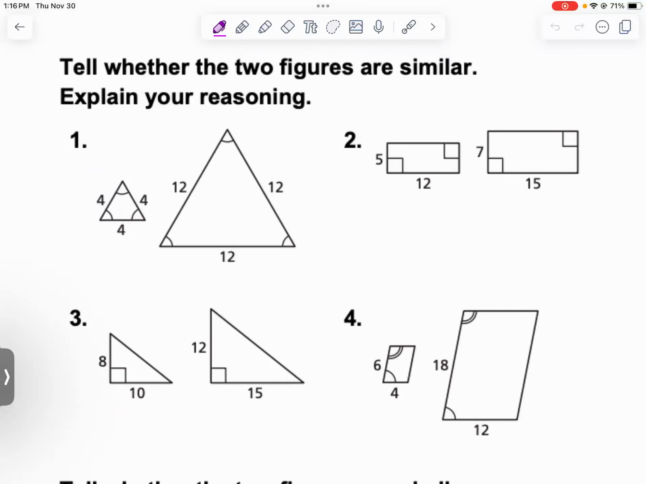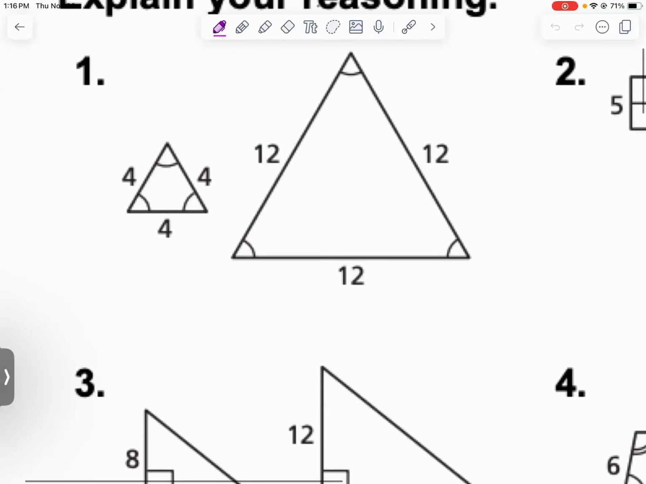Okay, so let's go back to these 4 right here that you just talked about. I see a lot of people recognizing that number 2 was the one that they're not similar. Okay, so let's talk about number 1. What is a fraction we can make here?